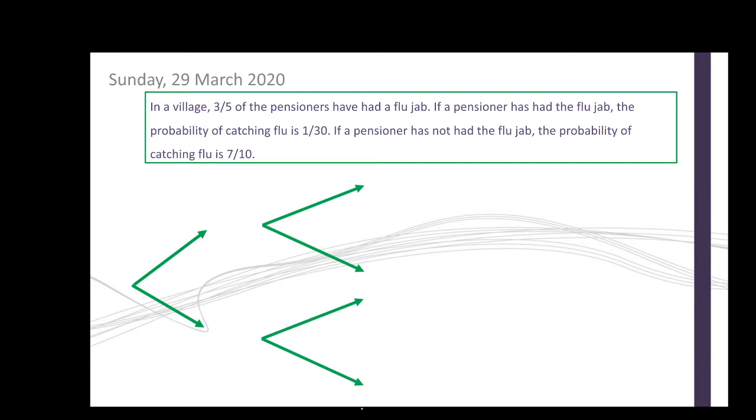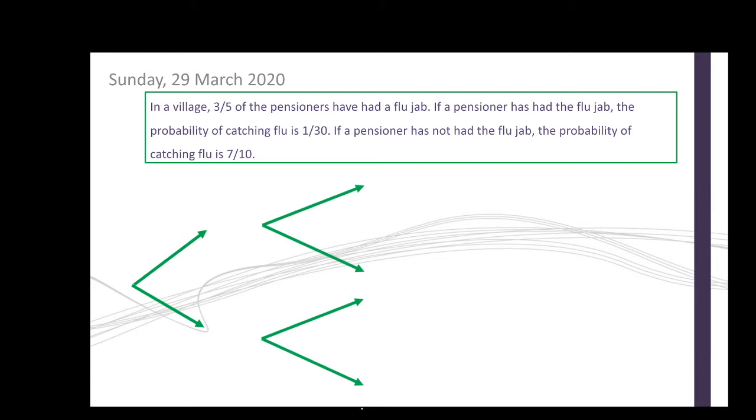This one is similar but slightly different. In a village, 3/5 of the pensioners have had a flu jab. If a pensioner has had the flu jab, the probability of catching the flu is 1/30. If a pensioner has not had the flu jab, the probability of catching the flu is 7/10. So hopefully that's relatively logical. If you've had the jab, you're less likely to get the flu.